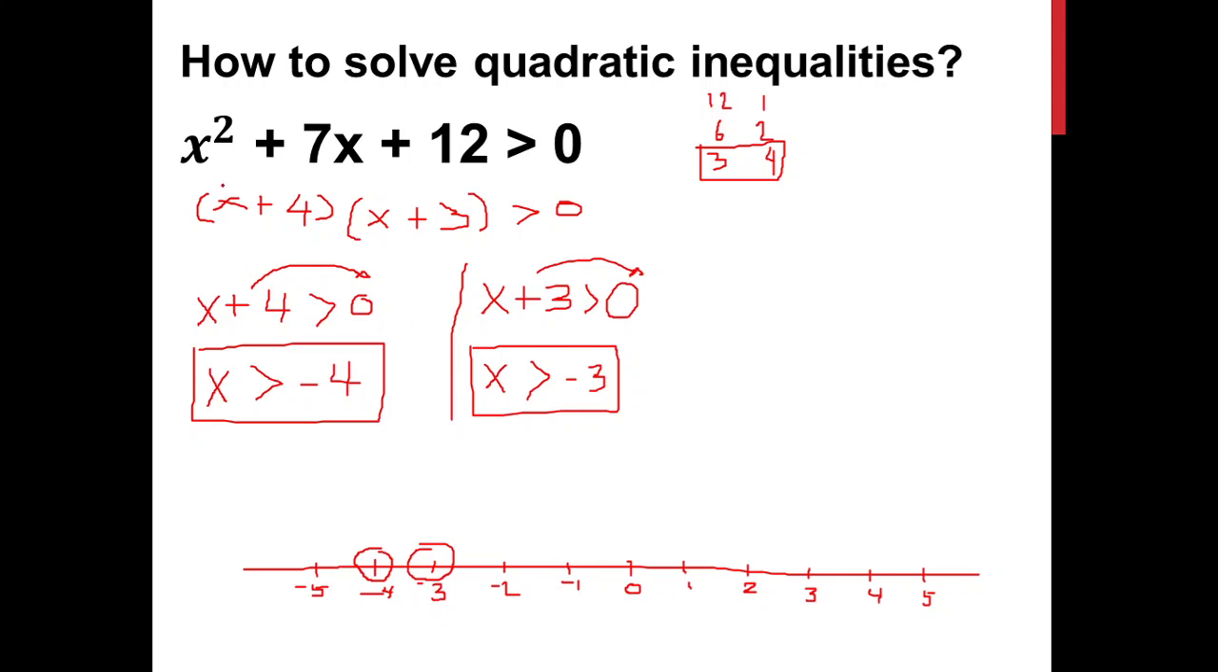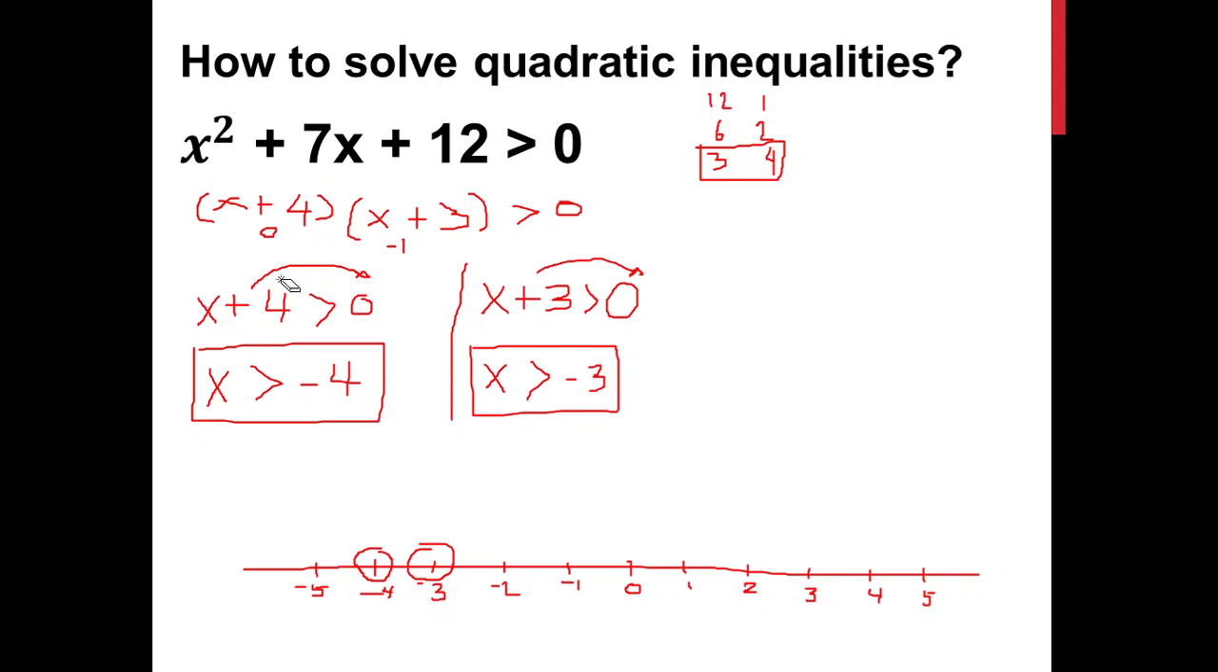If x is negative 4, so I have negative 4 plus 4, that's 0. Negative 4 plus 3 is negative 1. 0 times negative 1 is 0, which is not greater than 0. So it makes the statement false. Therefore, negative 4 is not part of the solution.